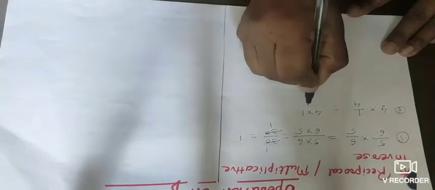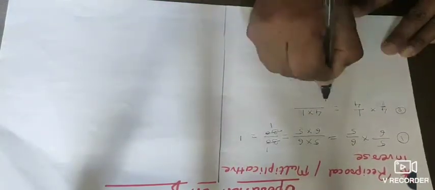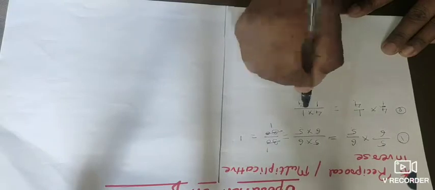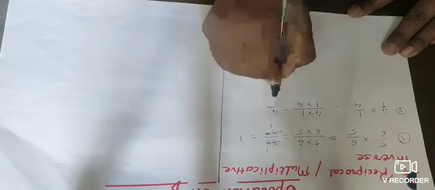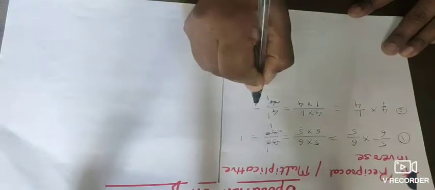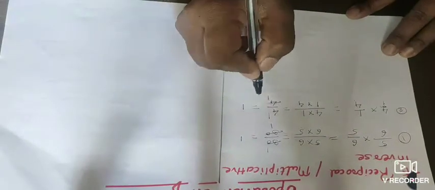Now I will solve one more example. Second, 4 into 1 upon 4. As you know, if a single 4 is there, it also has a denominator 1, since it is present at the numerator's position. So here we will write 4 into 1 divided by 1 into 4. 4 ones are 4, and here also 4 ones are 4. So here the answer is 1. Okay, this is the second example.